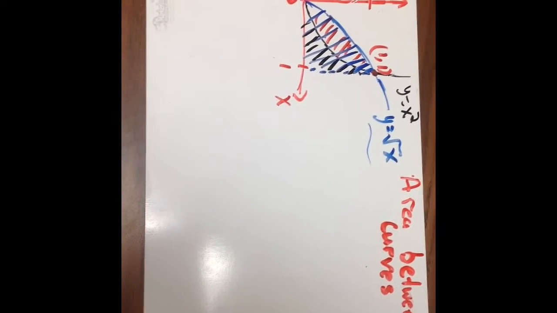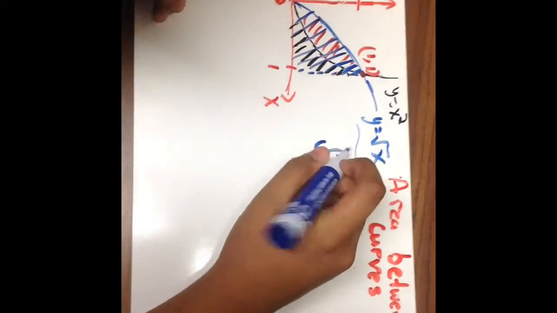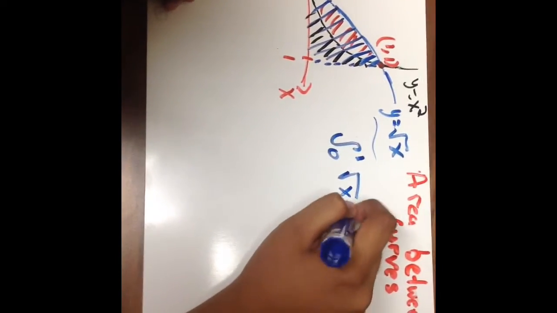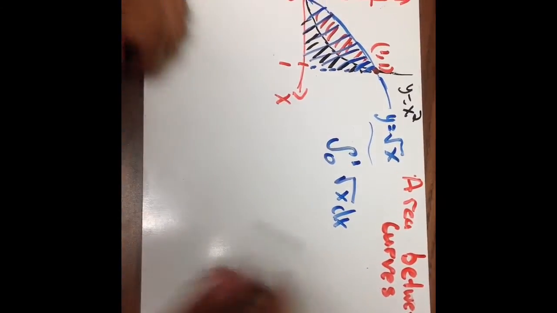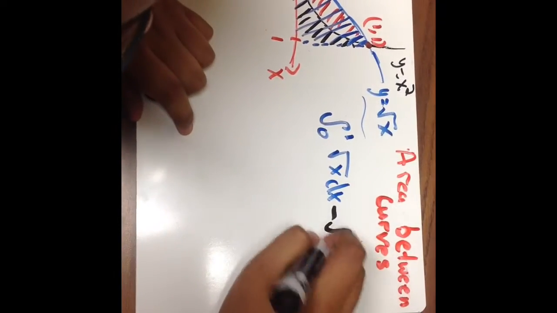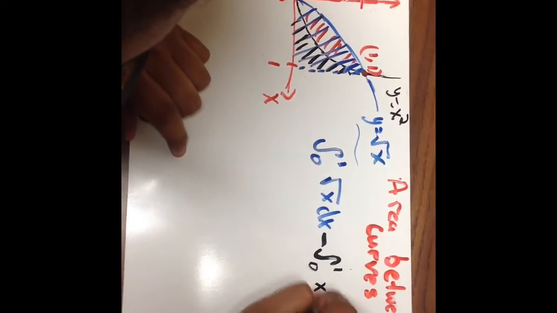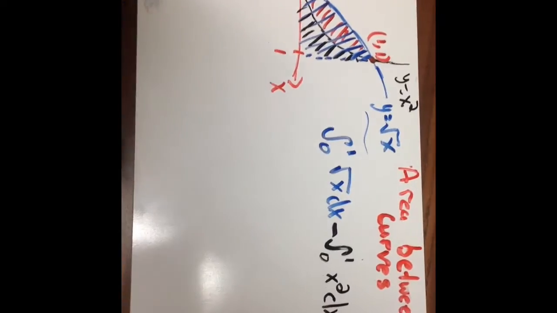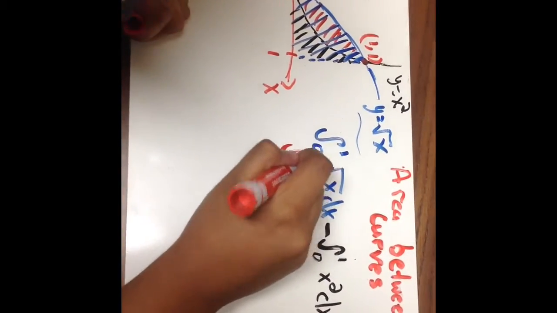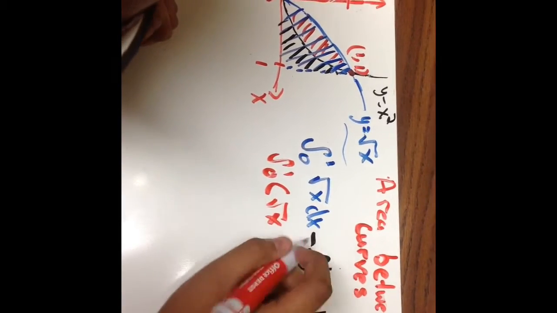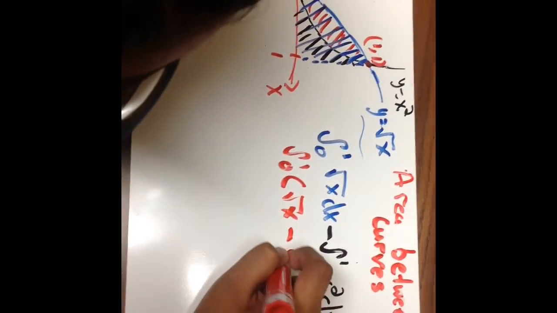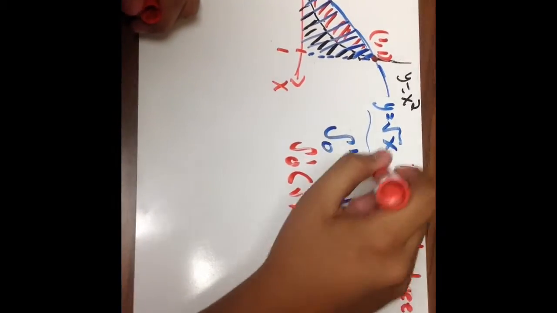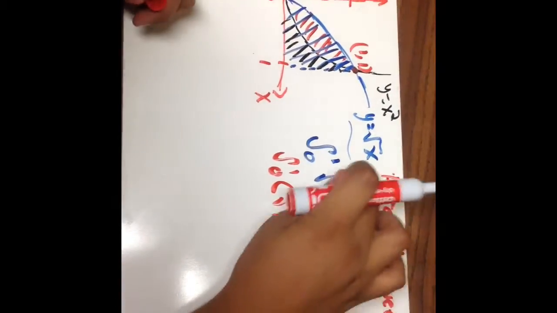An equation for this would be the integral from 0 to 1 of the square root of x dx, minus the integral from 0 to 1 of x squared dx. Another way you can write this would be the integral from 0 to 1 of the square root of x minus x squared dx.